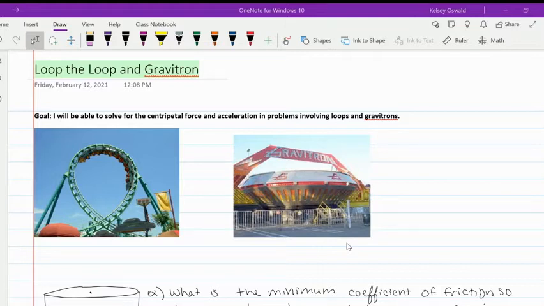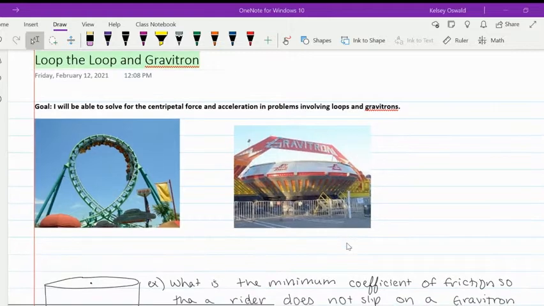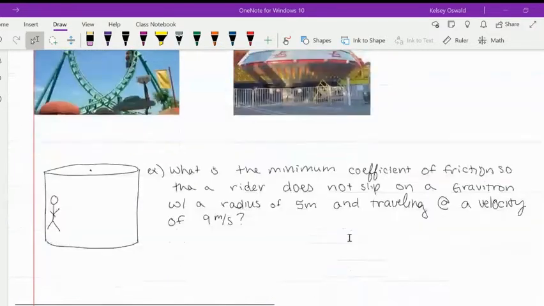And then we're also going to be looking at gravitrons. So these you might remember from school days or summer carnivals, where you are basically in that big metal sphere and it spins around really fast and it makes you feel like you have zero gravity when your feet aren't on the ground. Okay, so it goes around so fast that you're able to be held up against the wall without falling. So our first example is going to be looking at a gravitron.